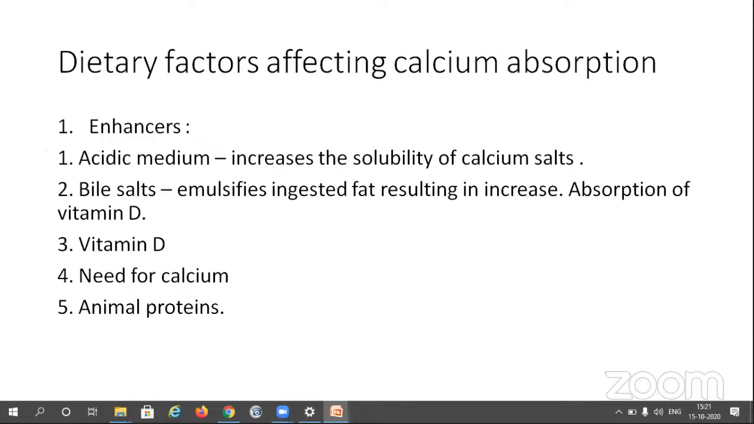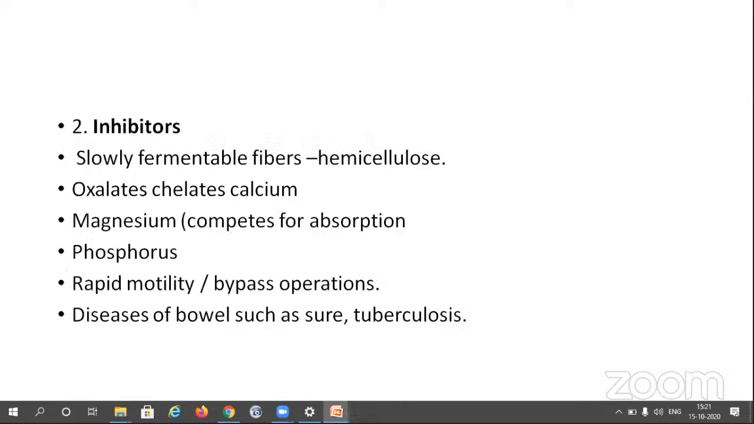Dietary factors affecting calcium absorption, that is enhancers. The factors which enhance calcium absorption are an acidic medium, which increases the solubility of the calcium salts, and bile salts, which emulsify the ingested fat, resulting in increased absorption of vitamin D. Also the need for calcium and animal protein.